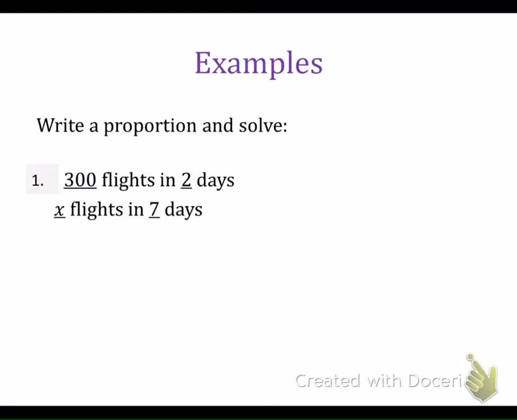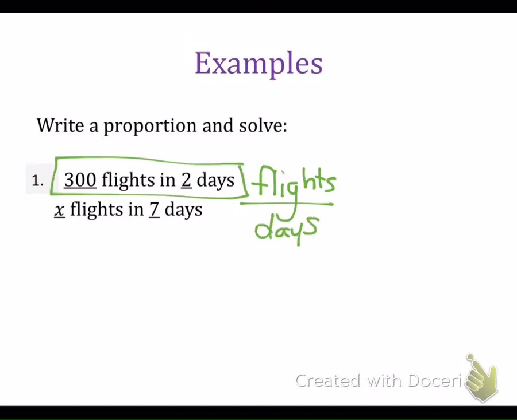So we're going to write a proportion and solve. Now these are word problems, so we have to actually set up the proportion. So number 1, 300 flights in 2 days is equivalent to x flights in 7 days. So we want to make sure that we have the same label on top and bottom. So let's go flights over days.